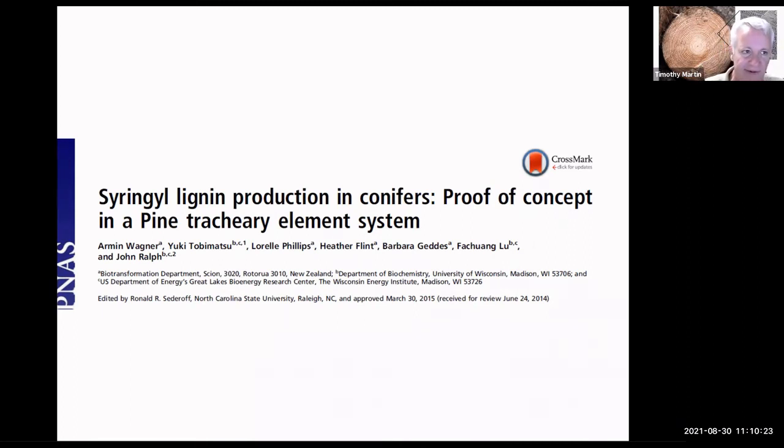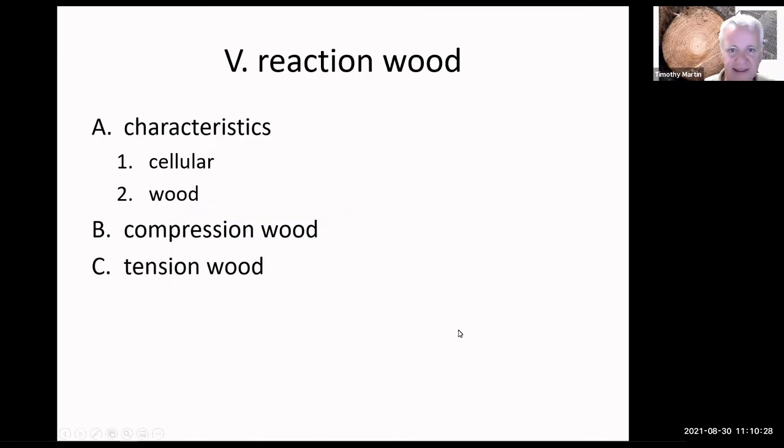Next, I wanted to talk about reaction wood. Reaction wood is just a type of wood that's formed under the influence of gravity. So when a tree is leaning, or for instance in a branch, any element of the tree that's not vertical, you'll tend to see the formation of reaction wood. And there's two main types of reaction wood. There's compression wood and tension wood.